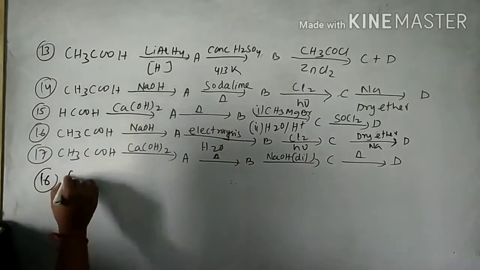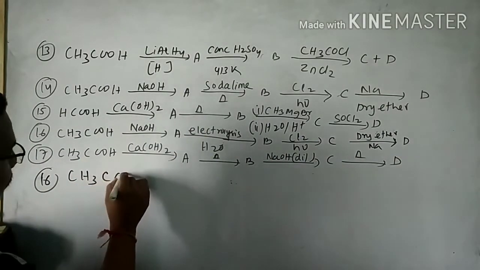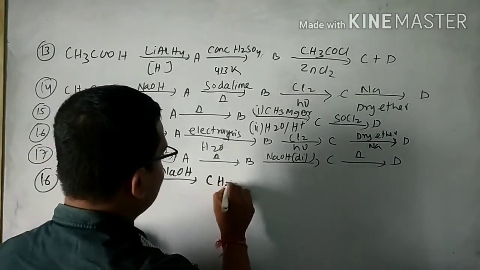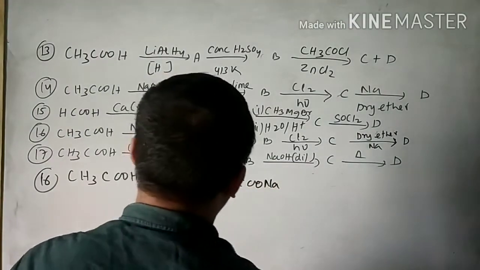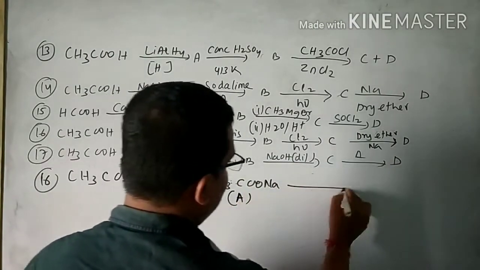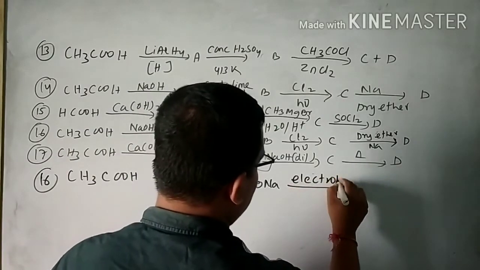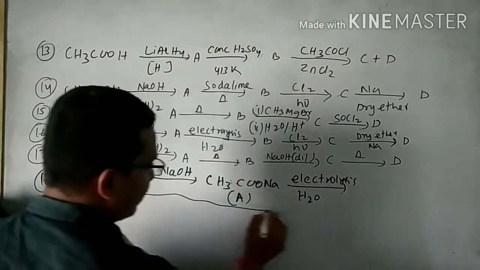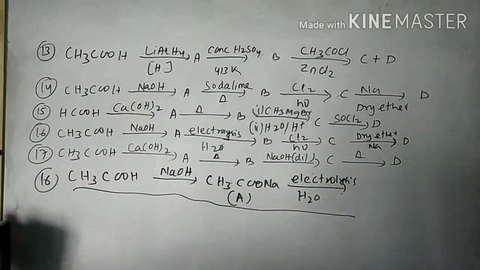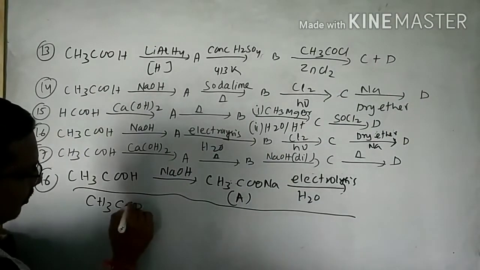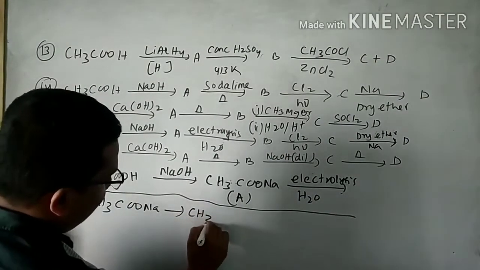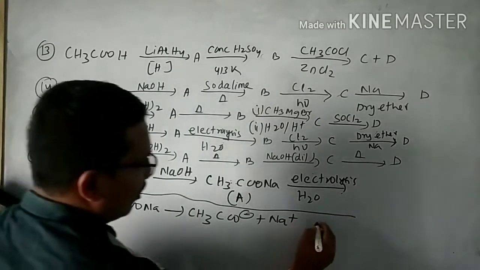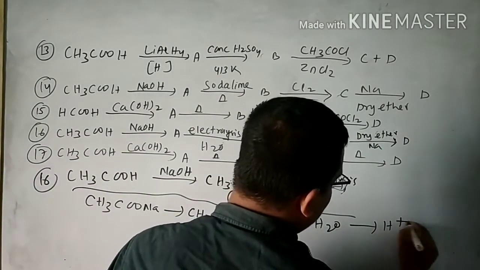Acetic acid is given here, CH3COOH. This is subjected to reaction with sodium hydroxide. Sodium acetate is formed, CH3COONa. That is said to be A. It is subjected to electrolysis. Here water is given. Electrolysis means there is passing of current and the salt will break. CH3COONa will break, giving CH3COO minus and Na plus. Water also breaks, giving H plus and OH minus.